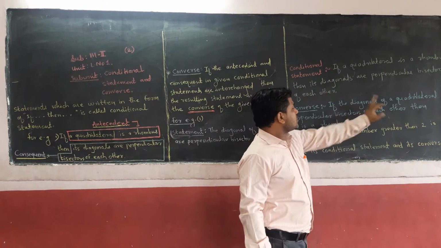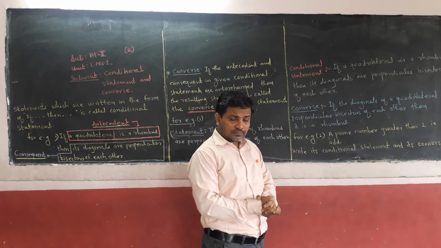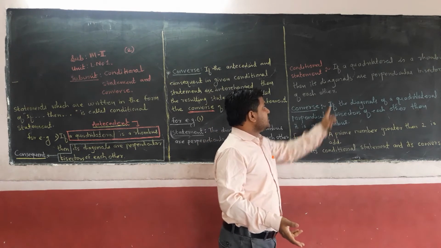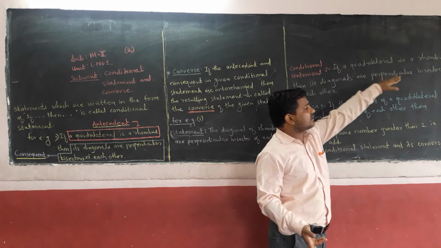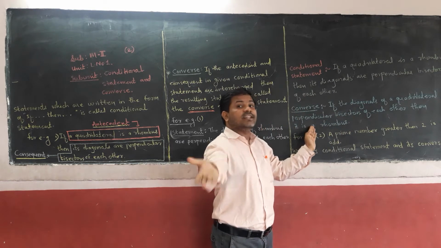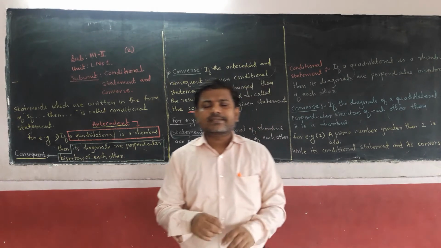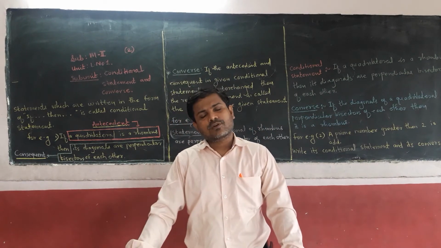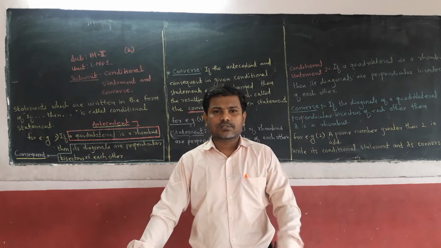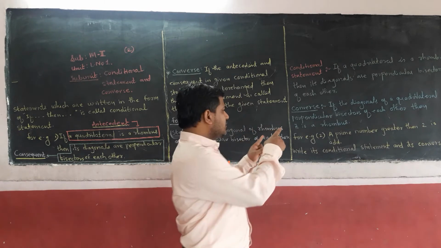If the diagonals of a quadrilateral are perpendicular bisectors of each other, then देखो then के बाद क्या आया? Then the rhombus. इस statement में क्या था? Rhombus if के बाद था. और इस statement में क्या है? Rhombus then के बाद आया. Interchange हो गया. When there is an interchange of the antecedent and consequent, such a conditional statement is called the converse of the given conditional statement. Understood?